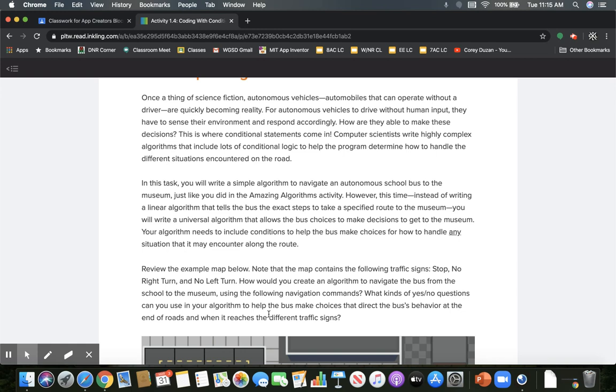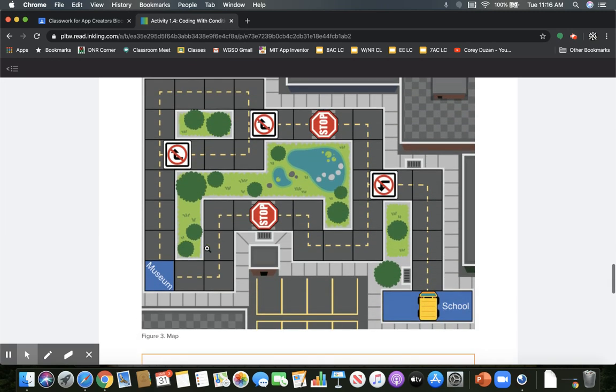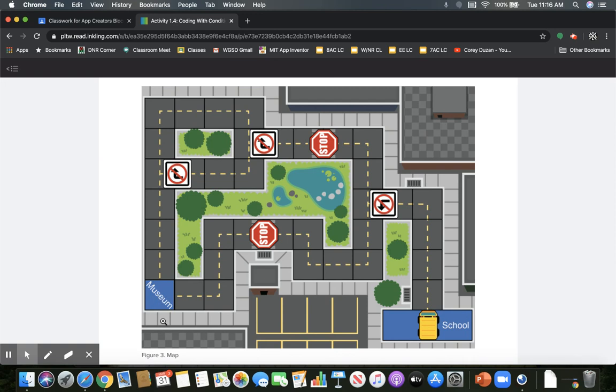Just doesn't autonomously drive. So autonomous vehicles that drive without a human need to be able to think about the environment around them. They're constantly going through these conditional statements. So computer scientists write highly complex algorithms that include a lot of different conditional logic for the computer to think through. So in this task, you're going to write a simple algorithm to navigate the autonomous bus from anywhere on this map to the museum.